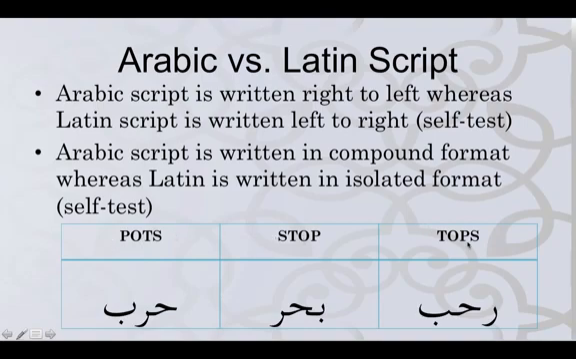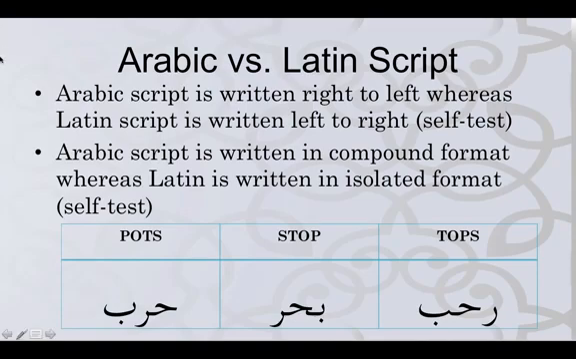Pots, stop, and tops. Notice that the letter P in the word pots, the letter P in the word stop, and the letter P in the word tops is written identically. In pots, it appears at the beginning of the word. In stop, it appears at the end of the word, and in tops, it appears in the middle of the word. But you can easily tell that this is the letter P, this is the letter P, this is the letter P. It's written the same because all letters are isolated.